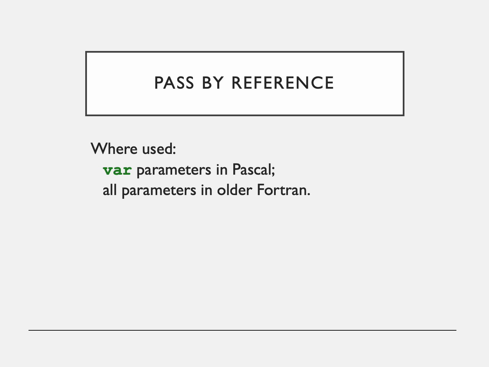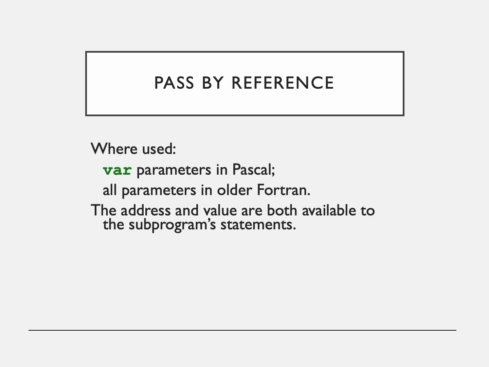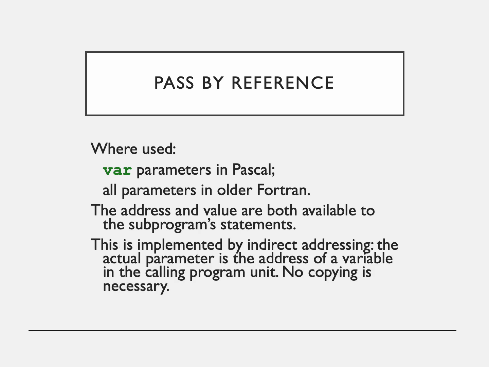Now, how is it implemented? This method is implemented through indirect addressing, which means the subprogram operates directly on the memory location of the variable because it uses the variable's address. No additional copying of the variable's data is necessary, which saves both memory and processing time.